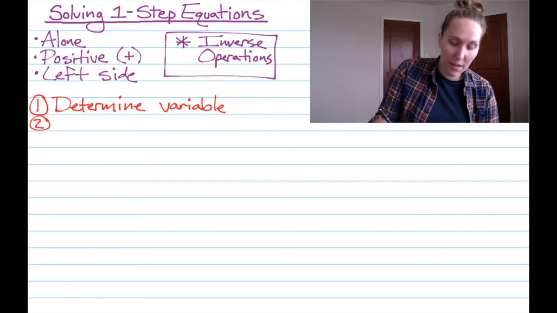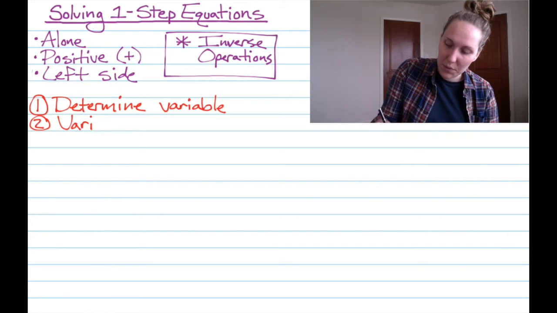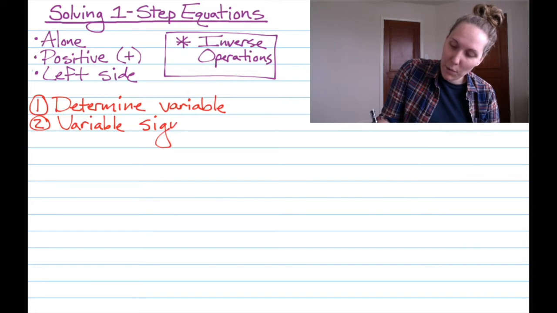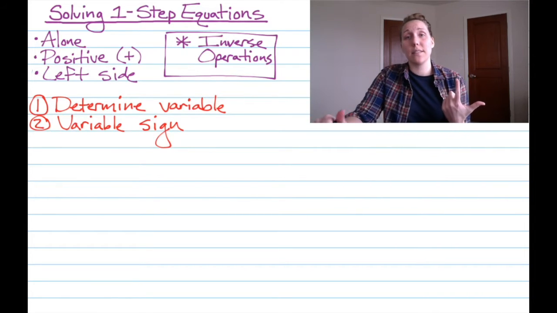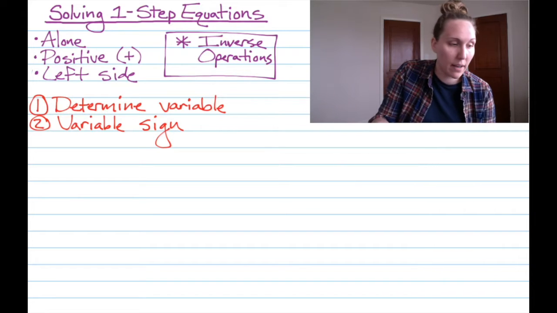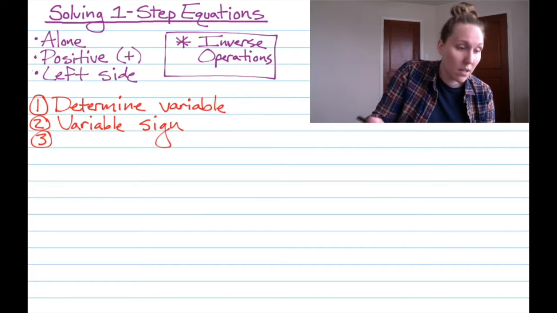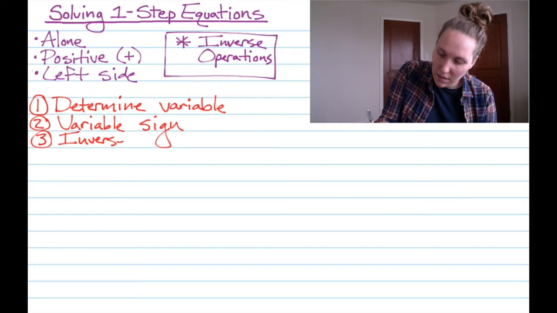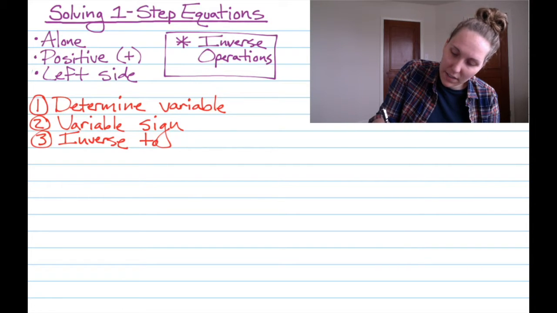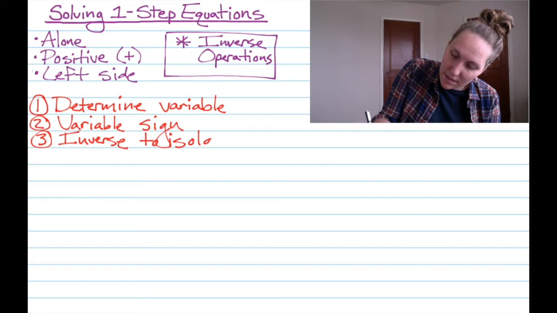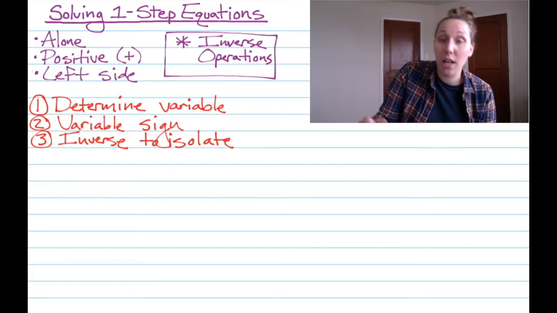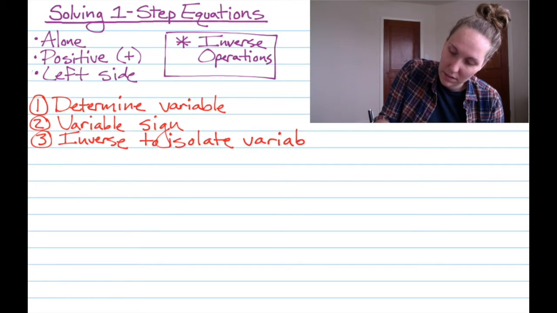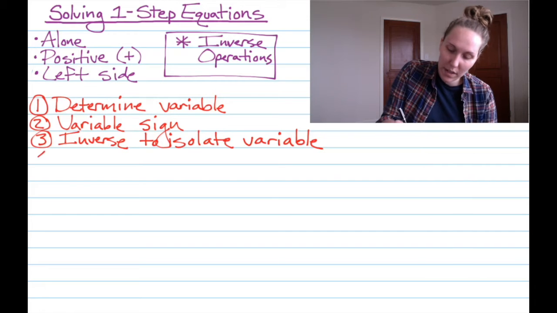Step 2 is we have to determine what the variable's sign is. Is the variable positive or is it negative? We need to know. Step 3, then we're going to use inverse operations to isolate the variable. Remember, isolate just means alone. So that's going to help us get it alone. Step 3, isolate the variable. Okay? And number 4 is we're just going to solve.